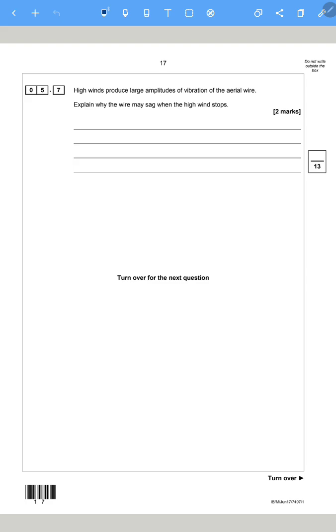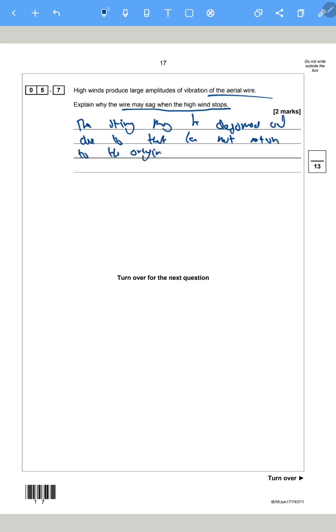High winds produce large amplitudes of vibration in aerial wire. Explain why a wire may sag when the high winds stop. Well, why does something sag? Because it's deformed, may be deformed, and due to that cannot return to the original, therefore would be stopped.